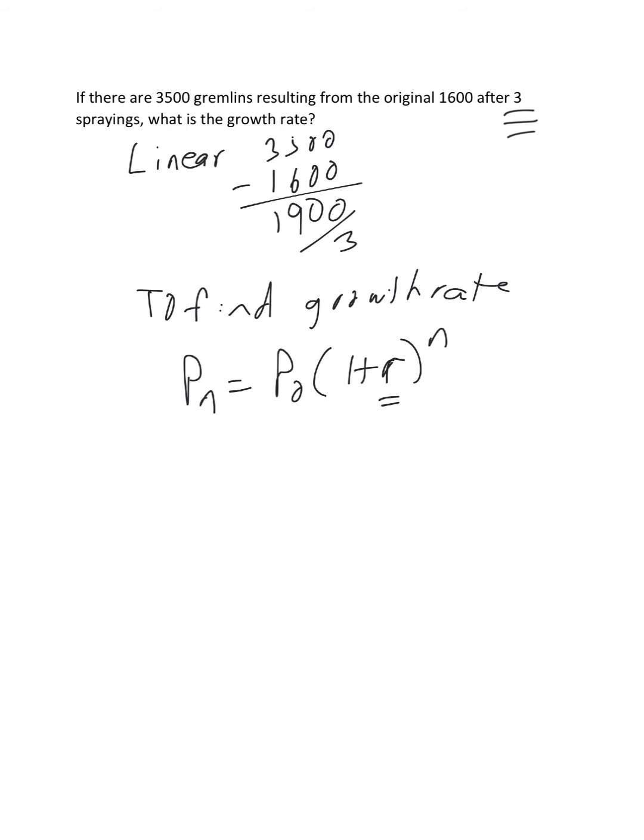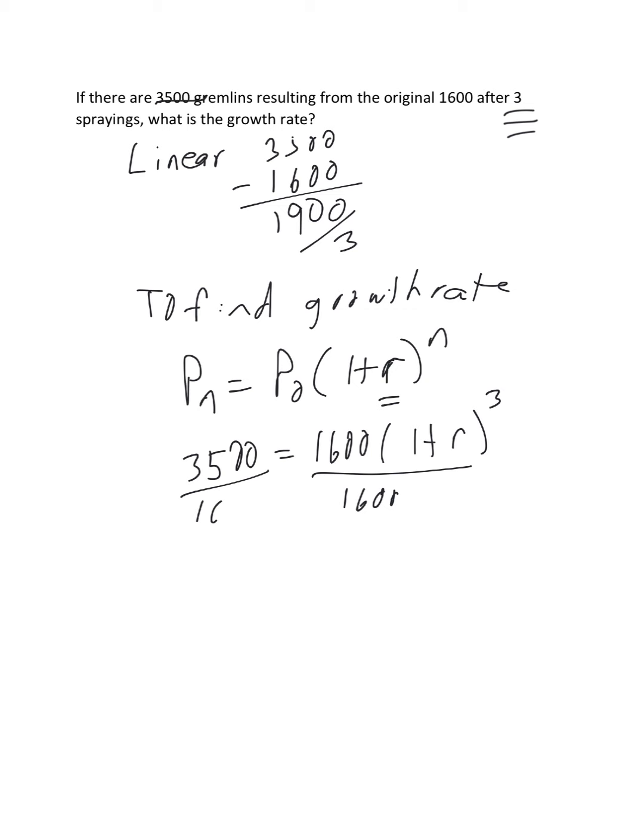So if we use the values that we have, we end up with 3,500. That's P sub n, equals P sub 0, which is 1,600, times 1 plus, we don't know what r is, to the n, and there were 3 springs, so that's 3 time periods. So we're just going to solve this equation. We'll divide by 1,600 because we're undoing the multiplication.